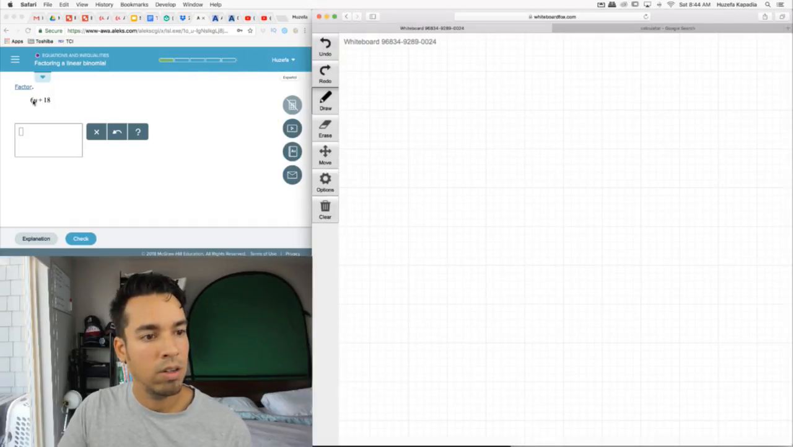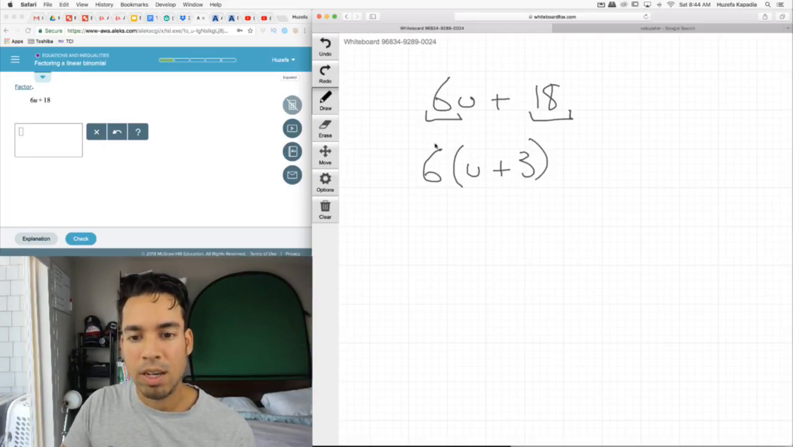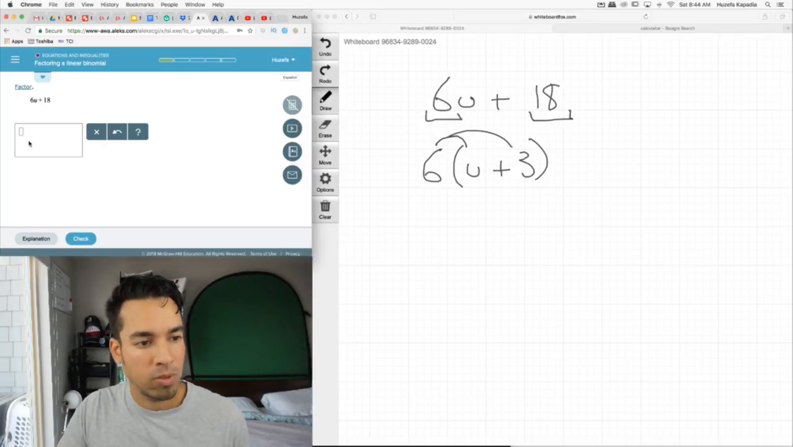Okay, same deal here. We got a 6u and an 18. What common factors exist between 6 and 18? Well, actually it's 6. So I can pull a 6 out, and if I pull 6 out, I just have 1u or u, plus, divide 18 by 6, and we get 3. And again, we can check it quickly. If we redistribute it, we get 6u plus 18. So that's right.